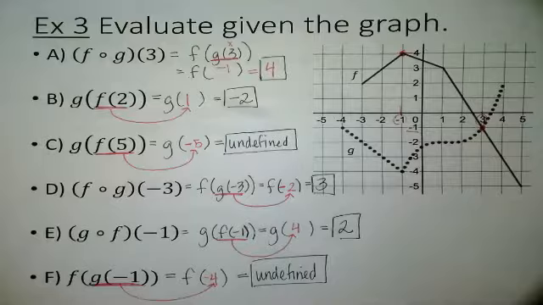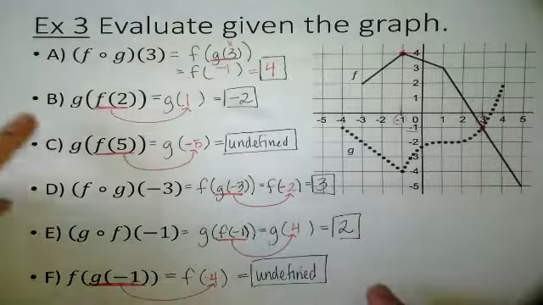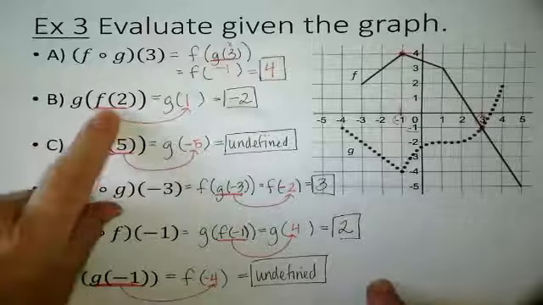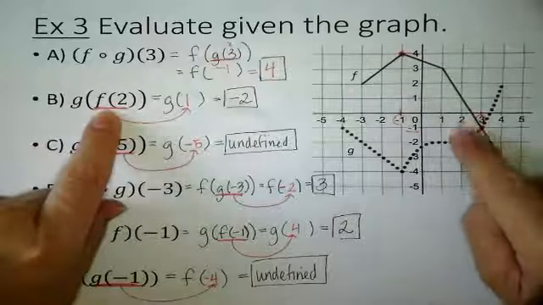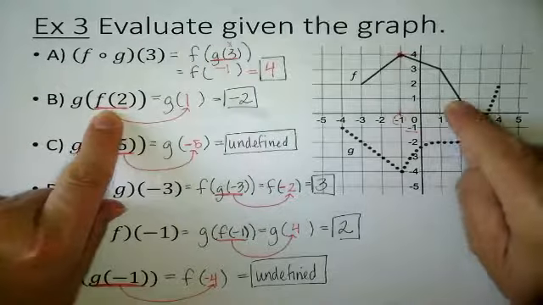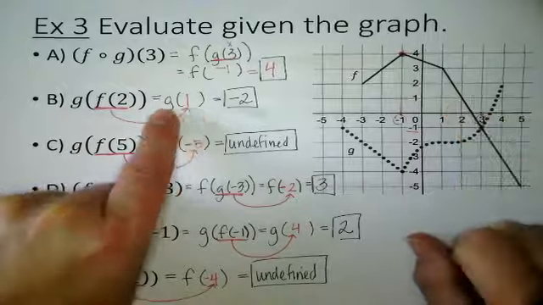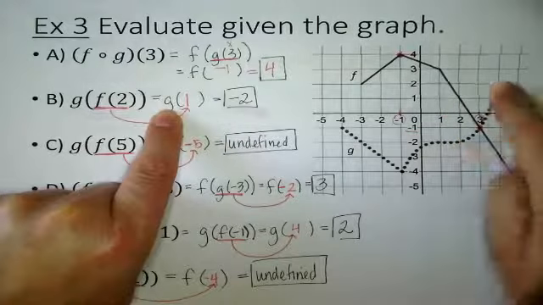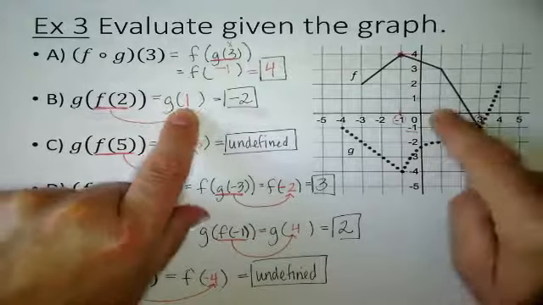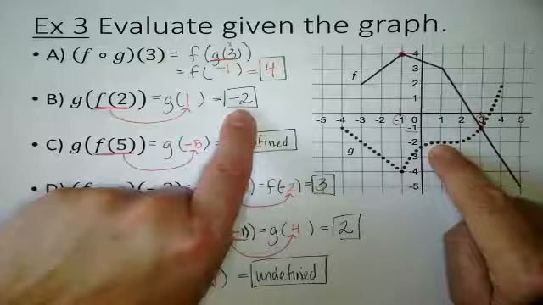Okay, so hopefully you were able to go through those pretty easily. And again, look at my arrows. This is saying I'm starting on the inside and I'm going to F where the X value is 2. The output is 1. So that's what that arrow means. And then it says go to the G function, my dotted function. When X is 1, the output is -2.